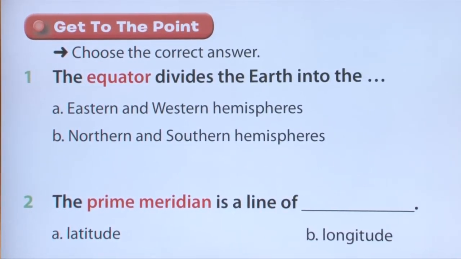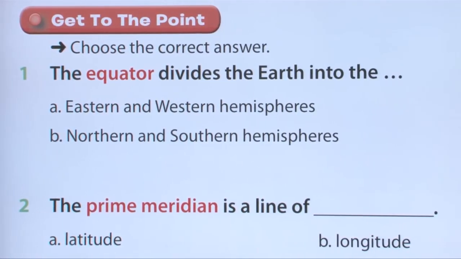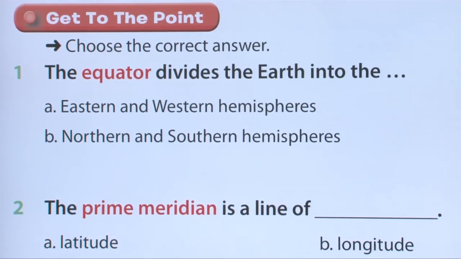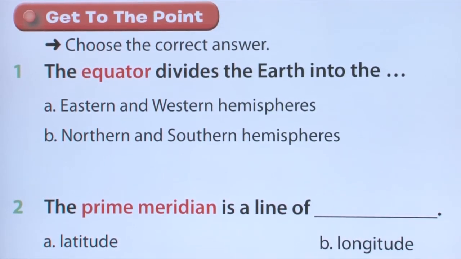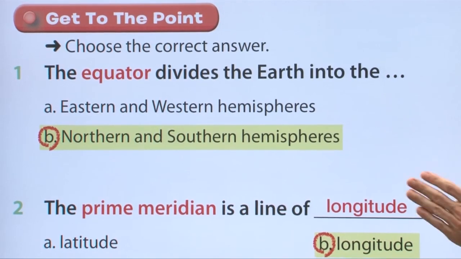Now, let's get to the point. Choose the correct answer. Number 1, the equator divides the earth into the A, eastern and western hemispheres, or B, northern and southern hemispheres. So what does the equator do? It divides it into the northern and southern hemispheres. That's what the equator does. And number 2, the prime meridian is a line of latitude or longitude. That's hard. Can you remember? Right, it's a line of longitude. Nice job. All right, good.